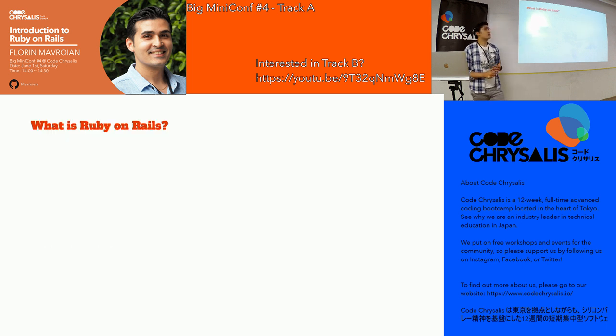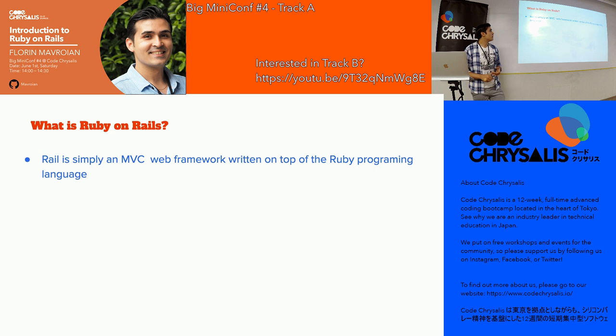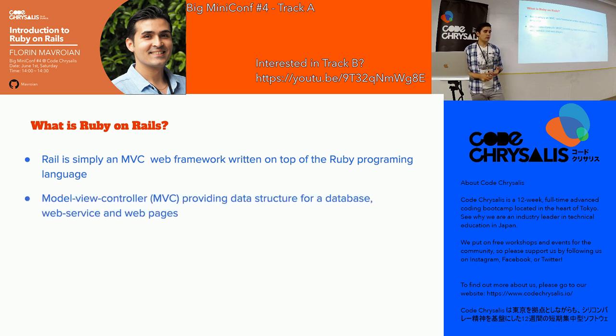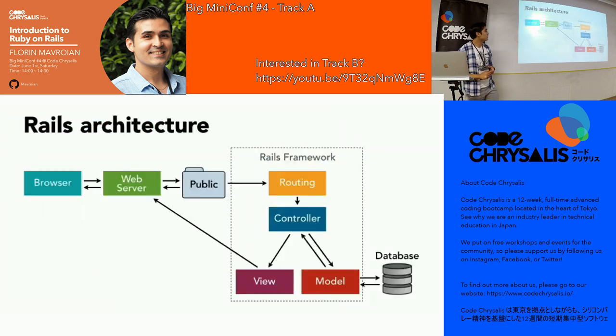Today we're going to talk about Ruby on Rails. So first, what is Ruby on Rails? Well, it's an open source web framework written in the Ruby programming language. What is an MVC? Well, MVC stands for Model View Controller, and it provides data structure for the database, web services, and web pages. But do we really understand it? No, I think in order to really understand it, we need an example.